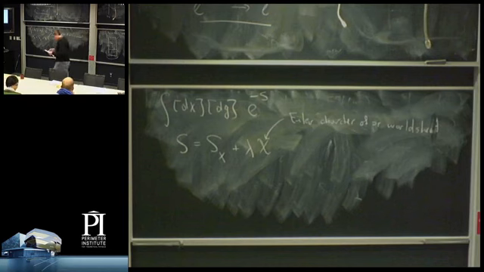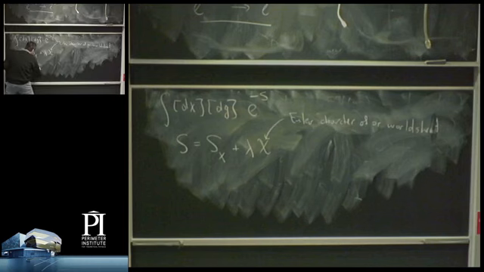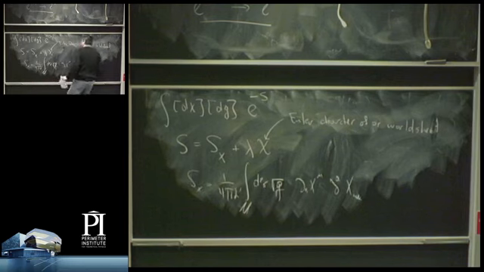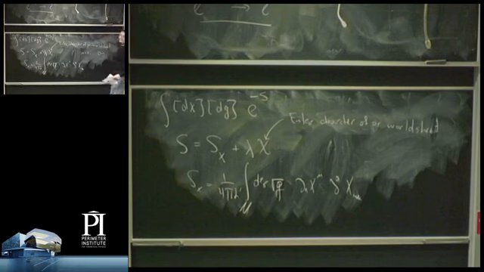You have seen all of this before. This action S_X is just the Polyakov action, 1 over 4 pi alpha prime, an integral over the two-dimensional worldsheet, d2 sigma square root of g, del_a X^mu del^a X_mu. The index mu runs from 0 to D minus 1.